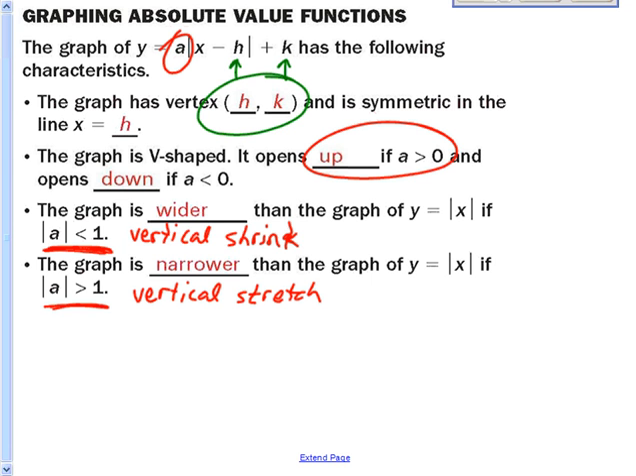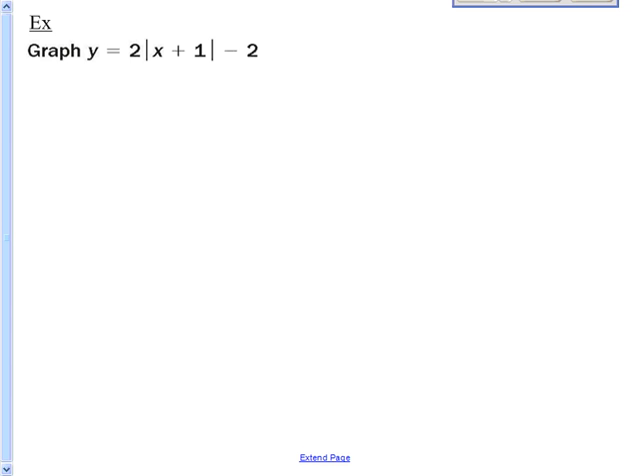So let me give you an example of that right here. Okay, first of all, we know that's going to move it left 1. That's going to move it down 2. But what's the 2 going to do is the question, right? Is that 2 there, that's my a value, bigger than 1? Is the absolute value of the number bigger than 1? So I take the absolute value of 2, it's 2. Is that bigger than 1 or is it less than 1? Oh, well, it's bigger than 1. So that is what's called a vertical stretch. In other words, it's narrower.